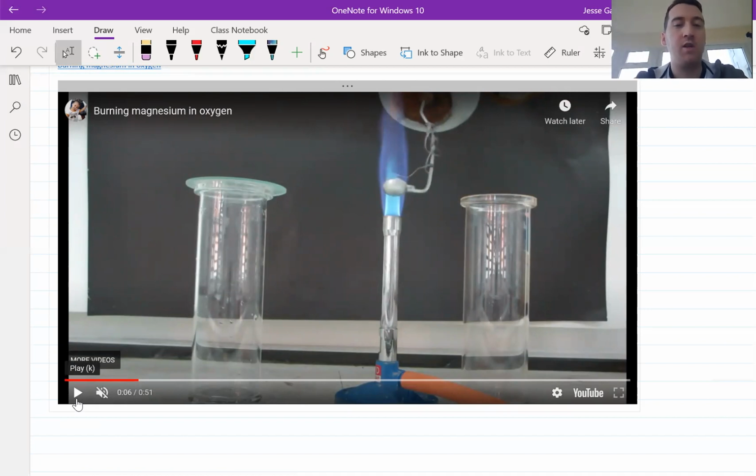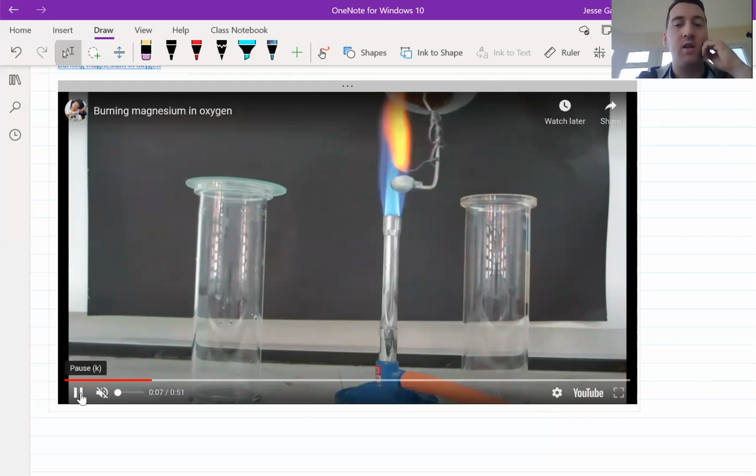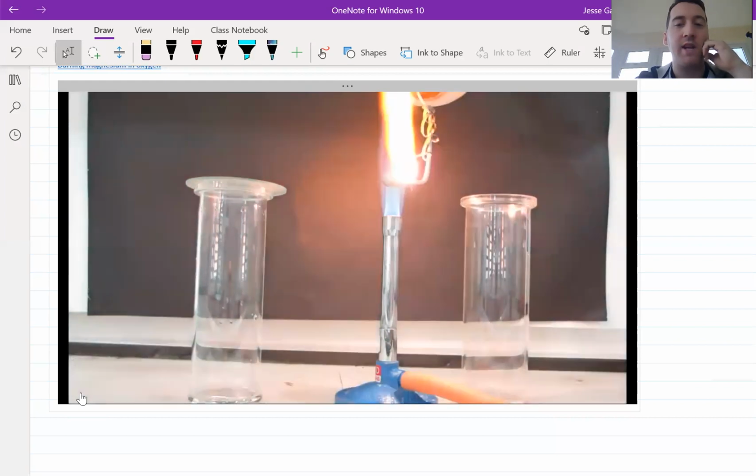Okay. Now I want you to watch what happens. He's going to then put the magnesium ribbon into the other jar. And this jar contains the oxygen gas. So we've got the magnesium ribbon on the spoon, and then we've got a jar on the left, which is full of oxygen gas. And I want you to watch what happens when he mixes them together, and look for signs that a chemical reaction might be happening. Okay, so think about what you see.